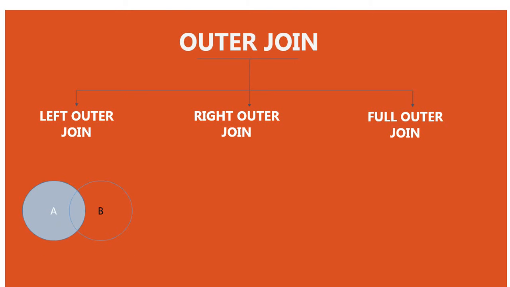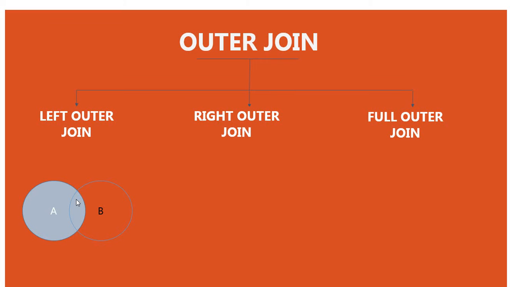The first Venn diagram represents the left outer join. What we can see in the Venn diagram is two circles, one is A and one is B, which represent the data of two tables, table A and table B. So what is left outer join? Left outer join is the area including the intersected area.